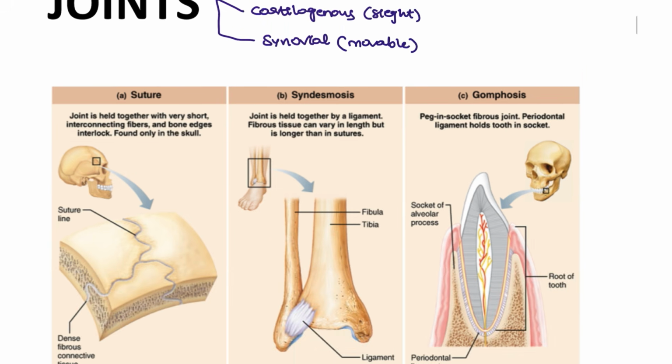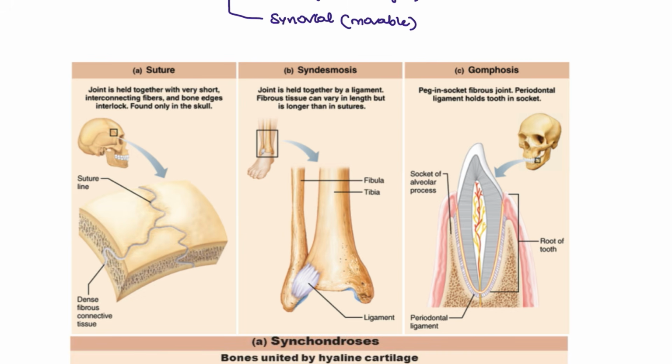Let's see those examples. Fibrous joints are divided into three types: sutures, syndesmosis, and gomphosis. Suture examples you all know: the coronal suture, right? In our skull, the joint that connects the bones, found only in the skull, is known as a suture.